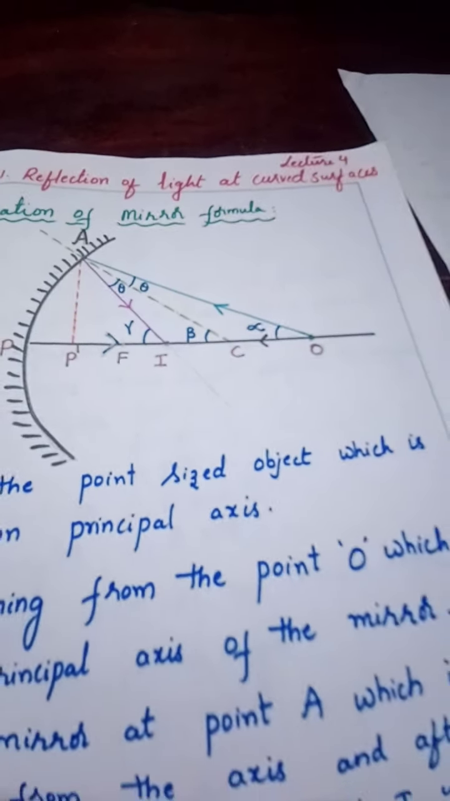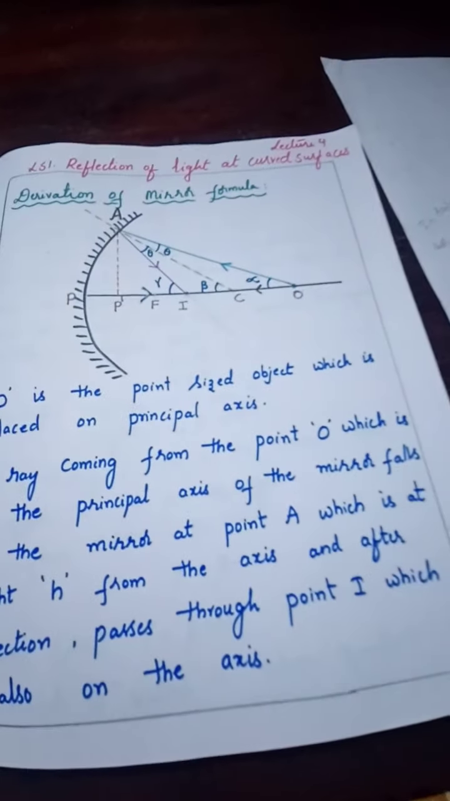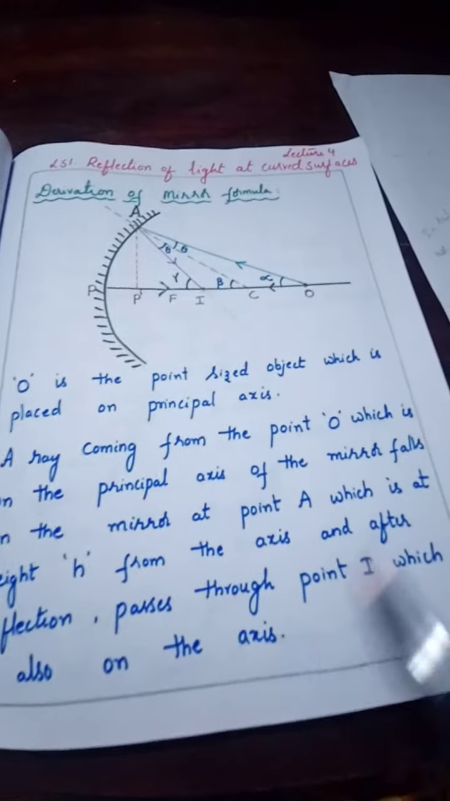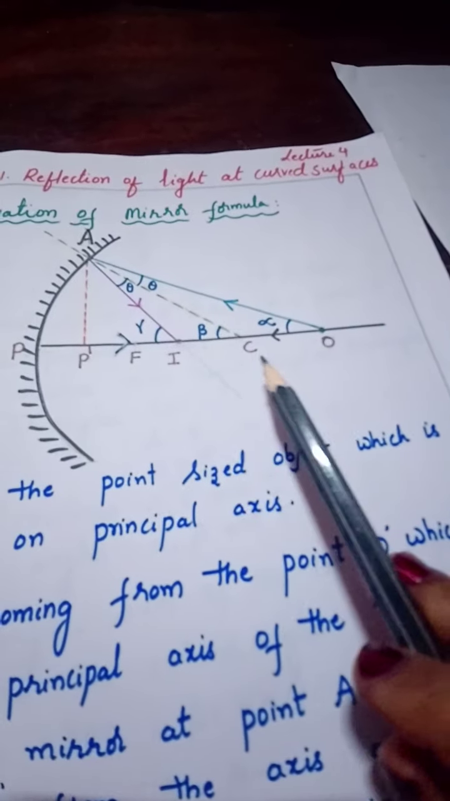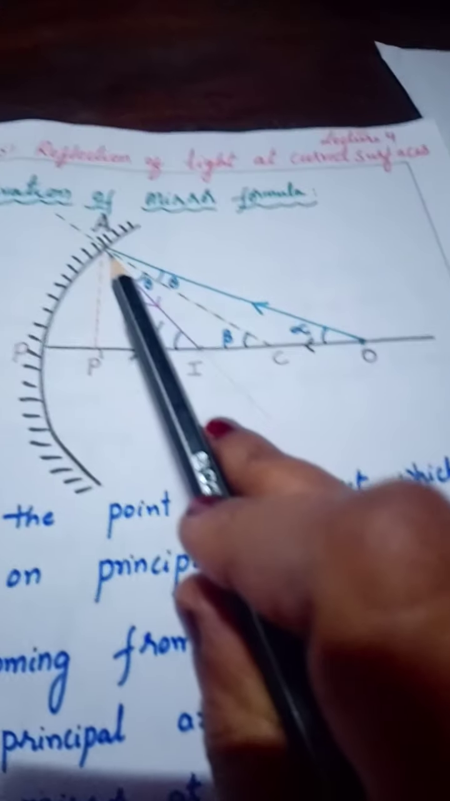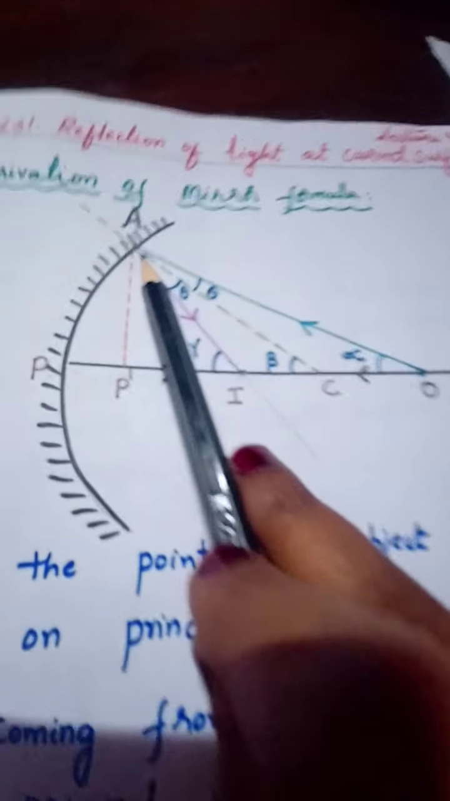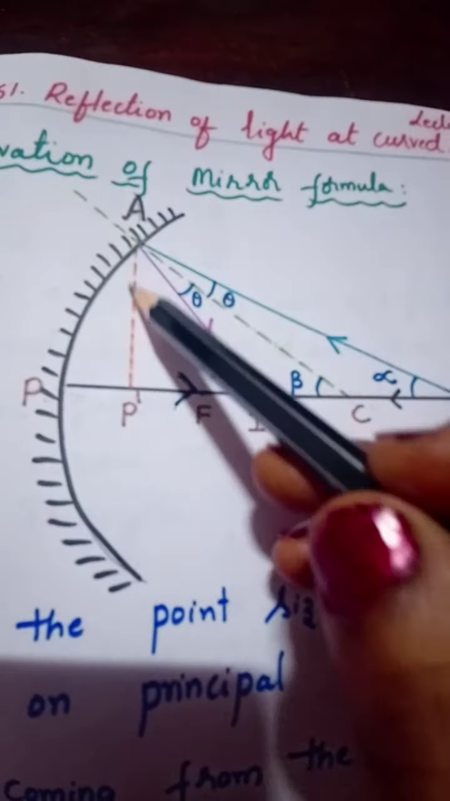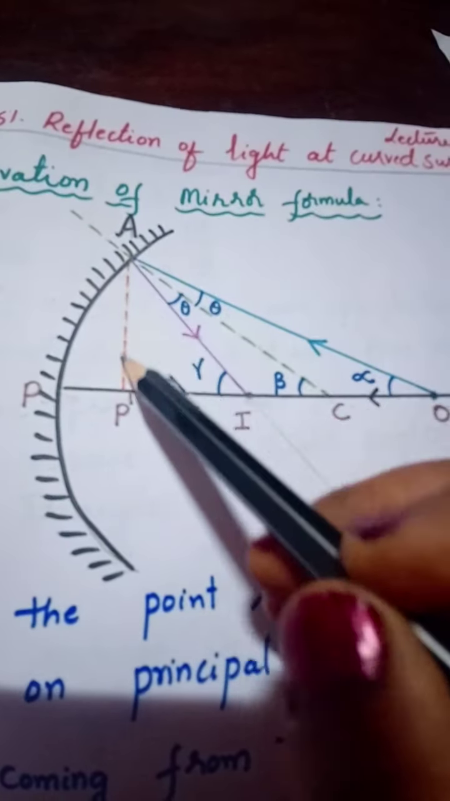Okay, let's go for the derivation part. I already explained all this: what is O, and this is the point A. We have to discuss this. A is nothing but a point of incidence. From A, this point is projected on the principal axis.